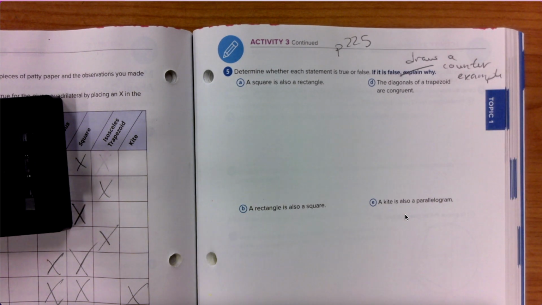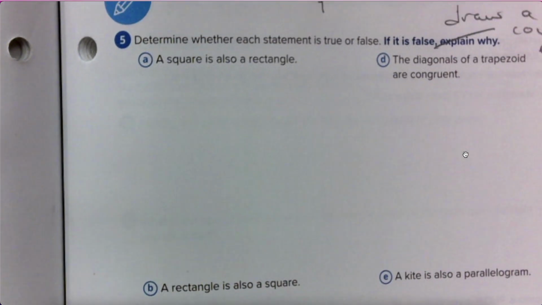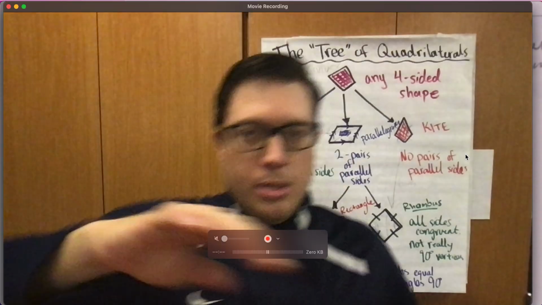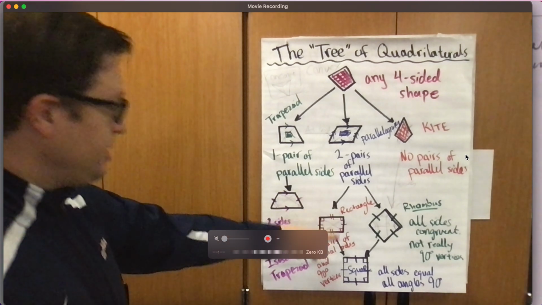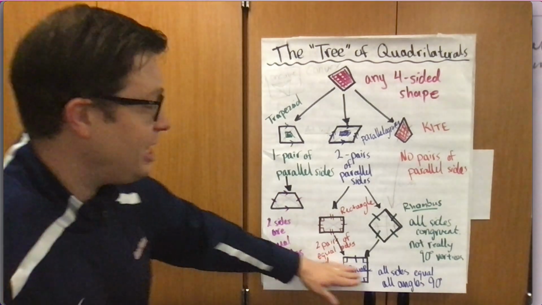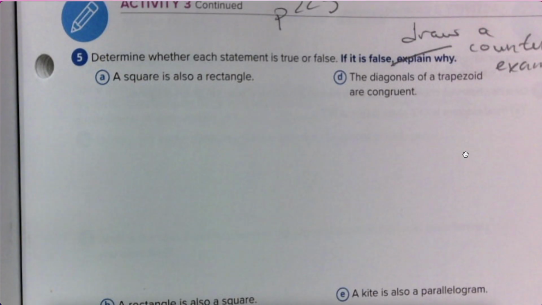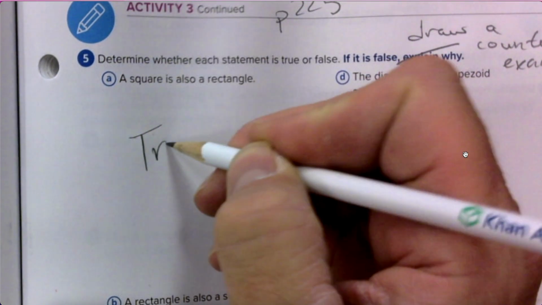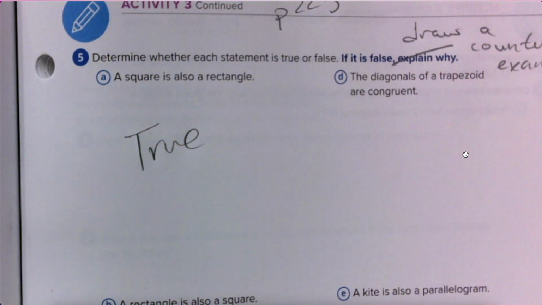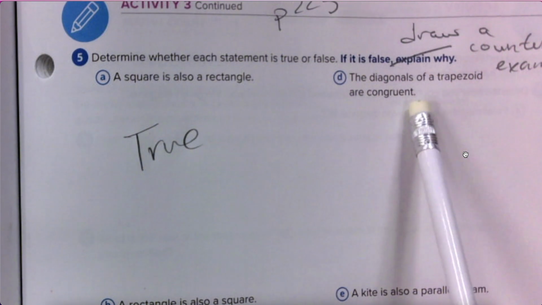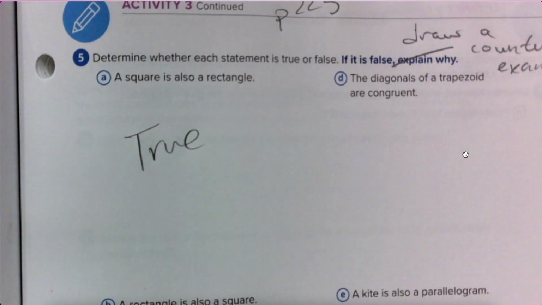So a square is also a rectangle. Well, if it's a square, and this picture here, if it's a square, then that means that it's any one of the things up above it. So a square is also a rectangle is a true statement. The diagonals of a trapezoid are congruent. That's a false. I guess I'm moving across to the side. I know A, then letter D, then we'll go down the page.